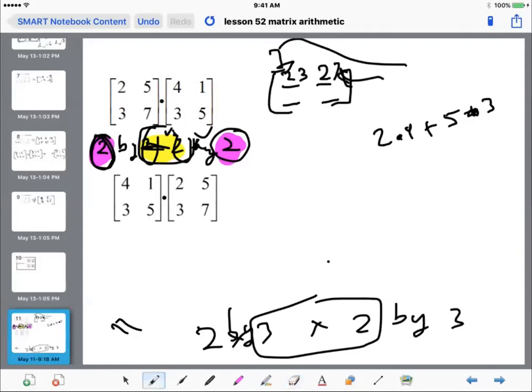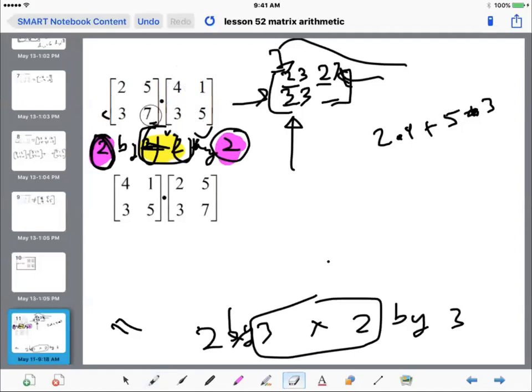Now to get the elements in the second row, first column, I'm going to take the second row of the thing on the left and the first column of the thing on the right. Now I'm going to multiply those together. 3 times 4 is 12. 7 times 3 is 21. 12 plus 21 is 33.